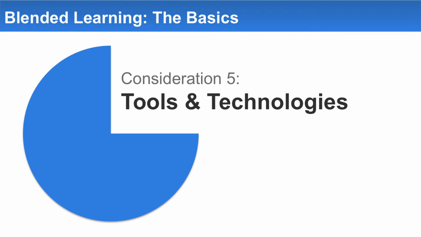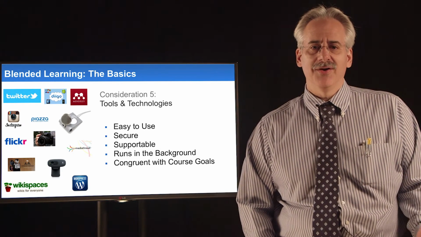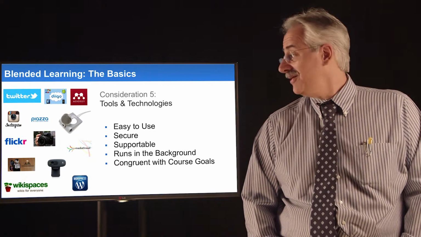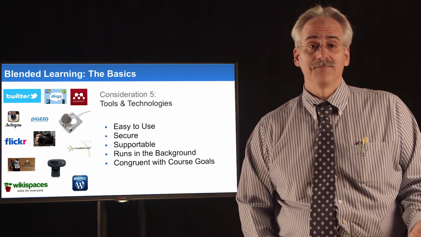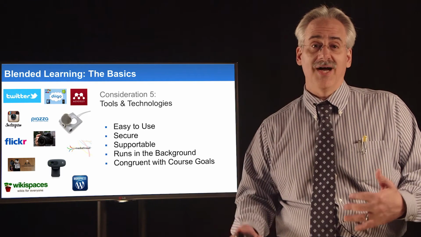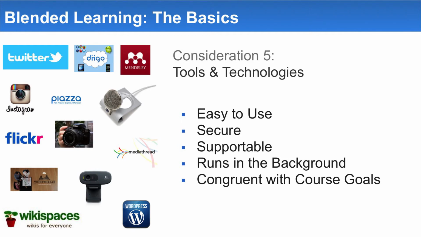And consideration number 5, tools and technologies. We can help find the best tools and technologies out there that can help you create the blended class of your dreams. Some criteria: they should be easy to use. They should be secure. They should be supportable, either by Columbia or a reliable company. They should run in the background and never get in the way of the teaching and learning. And of course, they should be congruent with your course goals.